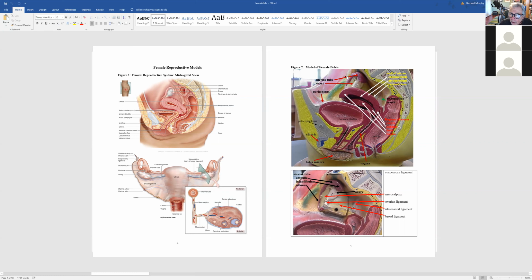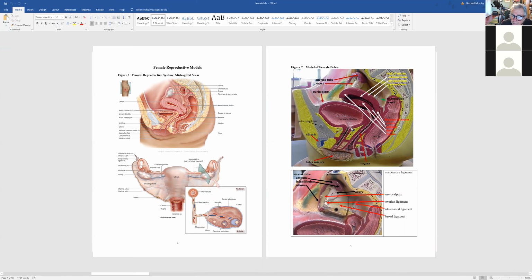Now, there's your uterine tube. That also has another name, the fallopian tube. I usually use fallopian tube, but uterine tube is fine also. But if I was going to ask that on a multiple choice question, I'd probably put fallopian.